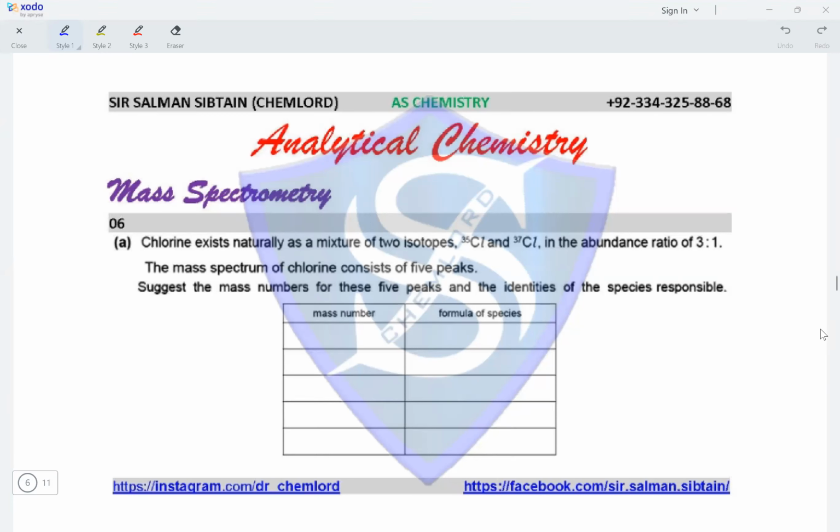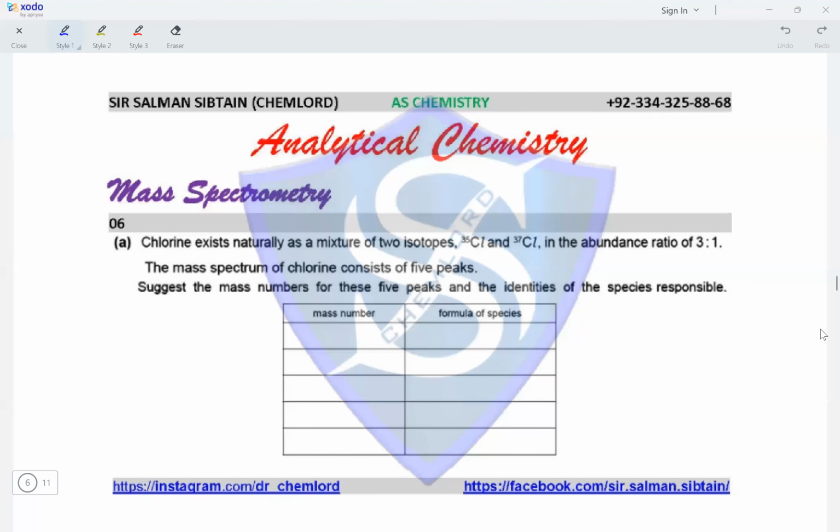Question 6. Chlorine exists naturally as a mixture of two isotopes, Cl35 and Cl37, in the abundance 3:1. The mass spectrum of chlorine consists of 5 peaks. Suggest the mass numbers of these 5 peaks and the identities of the species responsible. If we have a sample of chlorine, we would have a chlorine atom and a chlorine molecule present. So, mass number and formula of species.